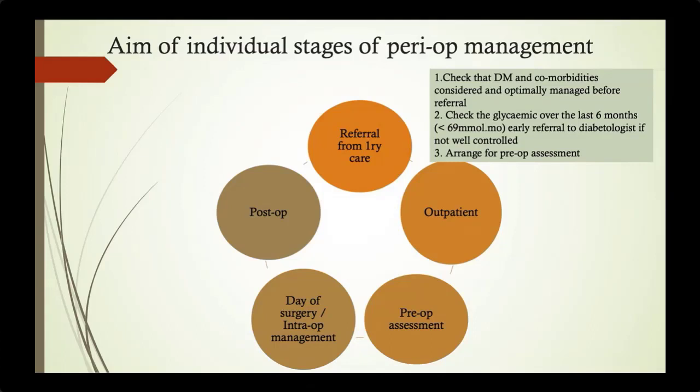They have to check that the glycemic control is fine in the last 6 months. If not, and it's elective surgery, and it's not something like cancer, for example, that has to be done, for example in the UK, within a couple of weeks, where the decision has to be made within 2 weeks. In this case, if it is not that urgent, the patient has to be referred to a diabetologist, and of course, the clinic or the GP has to arrange for preoperative assessment.